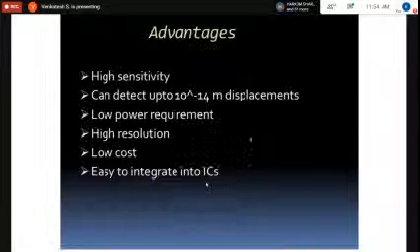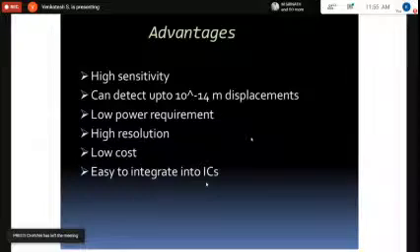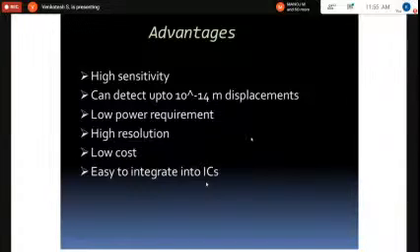What are the advantages of capacitive transducers? Firstly, it is very, very sensitive to any variation of one plate with respect to the other, or the dielectric material, or the overlapping area. It can detect displacements up to 10 power minus 14 of a meter, depending on the design of the transducer, of course. The minimum possible displacement that has been measured is 100 terameters. So 10 power minus 12 is tera, and 10 power minus 14 is 100 tera. I'm just reading it that way.